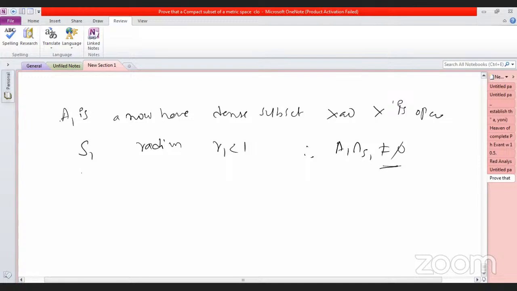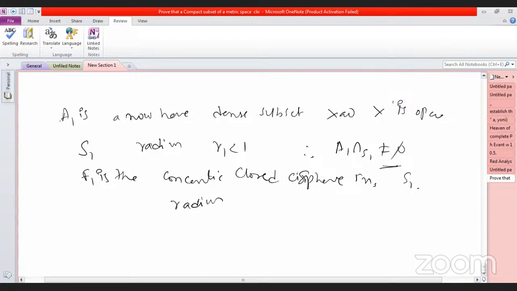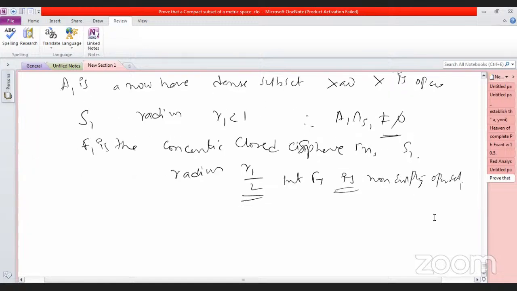But F1 is the concentric closed sphere. F1 is the concentric closed sphere in S1. Then what will its radius be? For the closed one, it will be R1/2. Then F1 is a non-empty open set. F1 is non-empty, open set they are taking. And the first one is over.